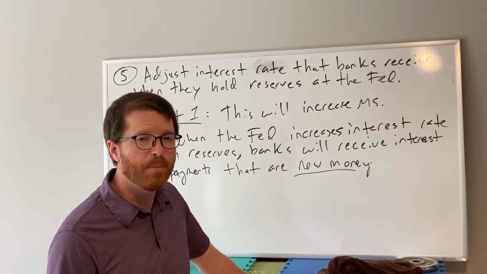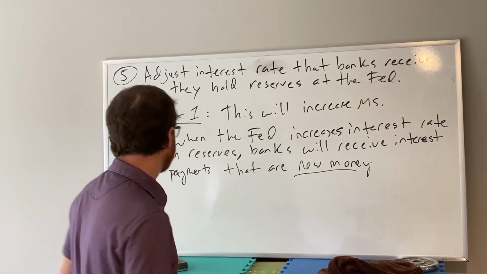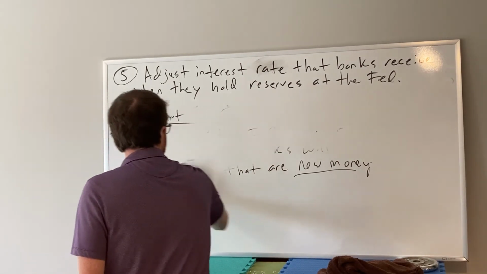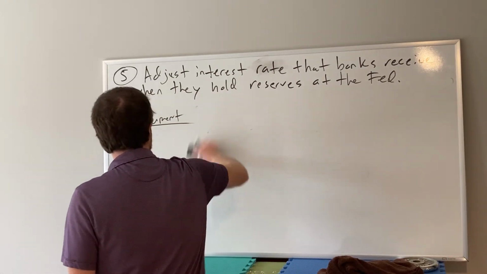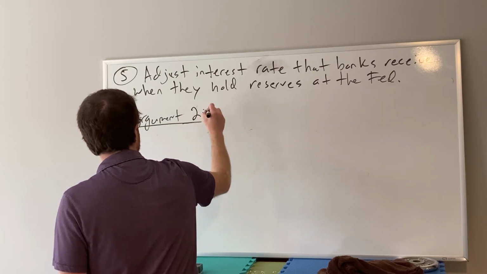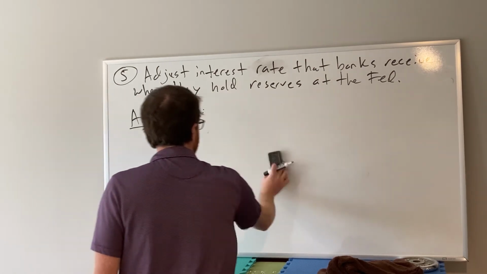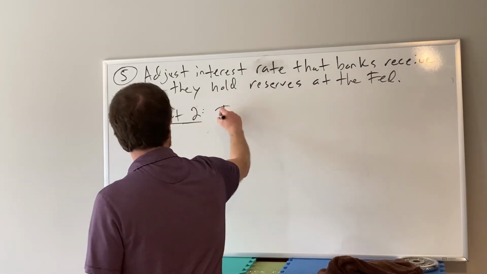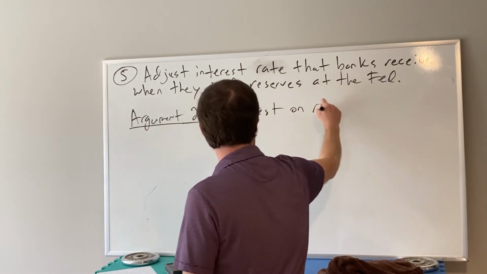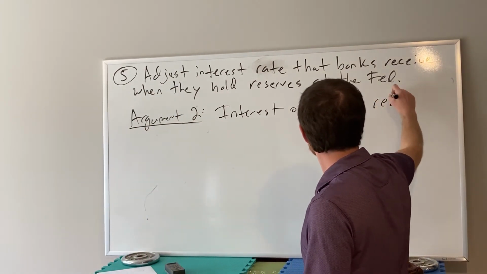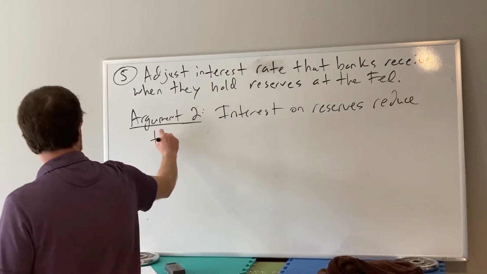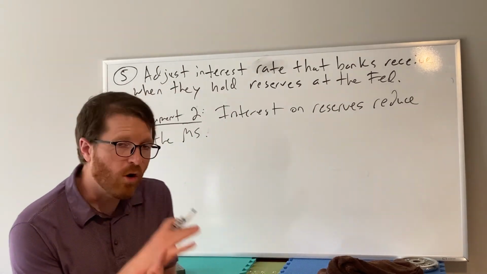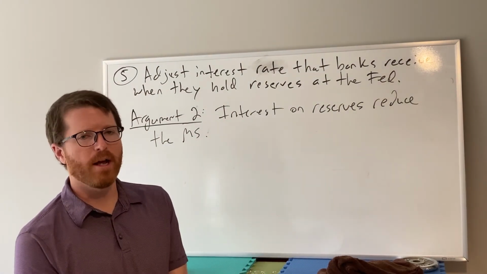However, there's a completely opposite argument that a person can make as well. So you could argue that it will increase the money supply. You can also argue that it will decrease the money supply. If this was a traditional class setting, I would let you guys think about it, and I think you would probably be able to come to this potential conclusion. So this argument has a completely different result. We could argue that this will decrease the money supply.